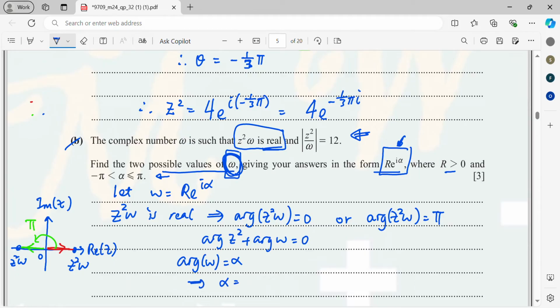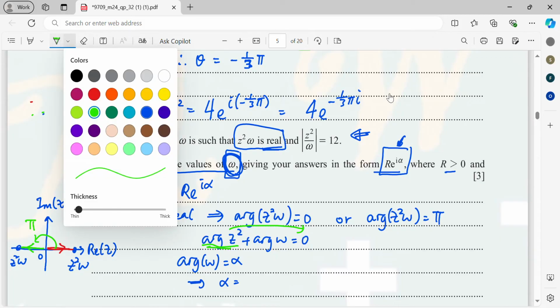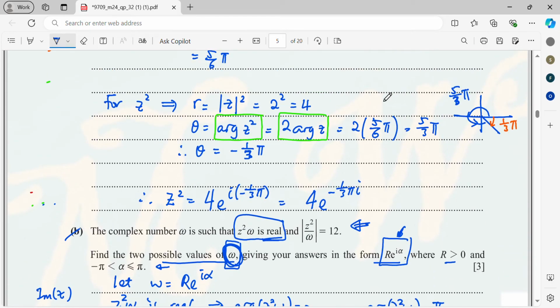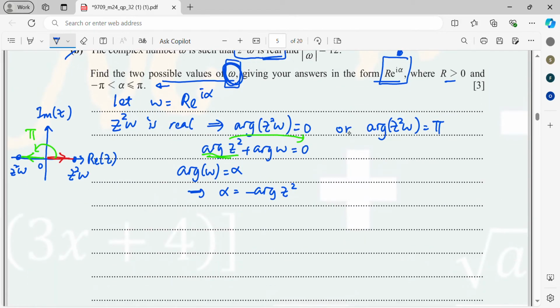Okay, so from here I will say, therefore, alpha, this can be moved to the other side, so it will be negative argument z squared. And the argument z squared was already found just now. Argument z squared is negative pi over 3. So from here I will just write negative of negative pi over 3. So I will be getting pi over 3. Okay, now for the second case, whereby the argument is pi.